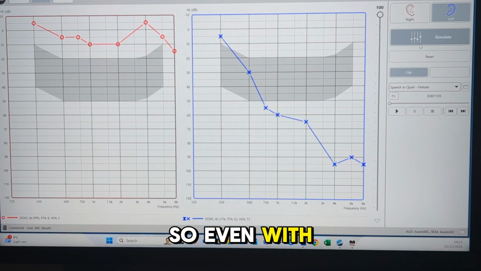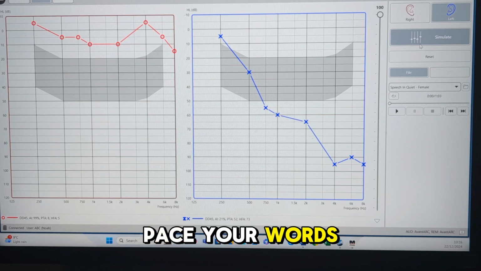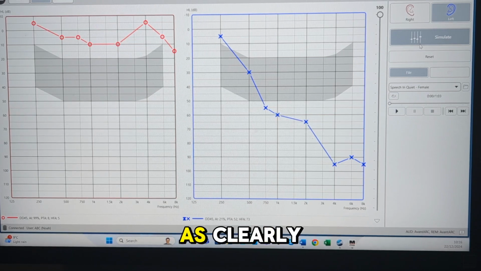So even with good listening conditions, with a good pair of earphones, you're going to struggle to understand what's being said. And that gives you a little taste of what it's like for somebody who, if you add in any background noise, if you're not speaking clearly, if you're not taking your time to slow down the words, you don't necessarily have to shout, but just pace your words and enunciate the words as clearly as possible. So if this video encourages you to do that, I've reached my goal.